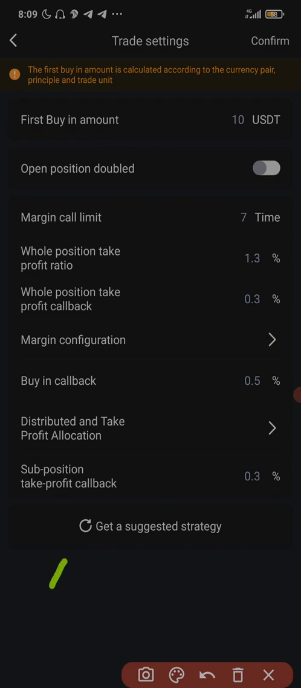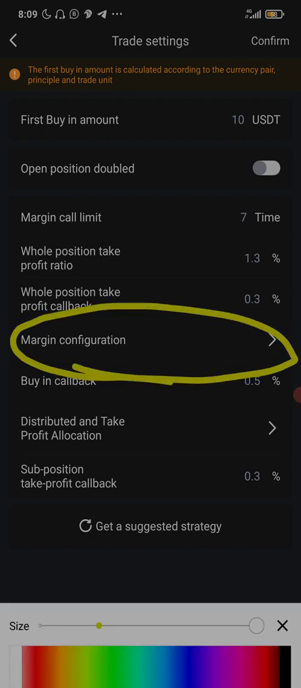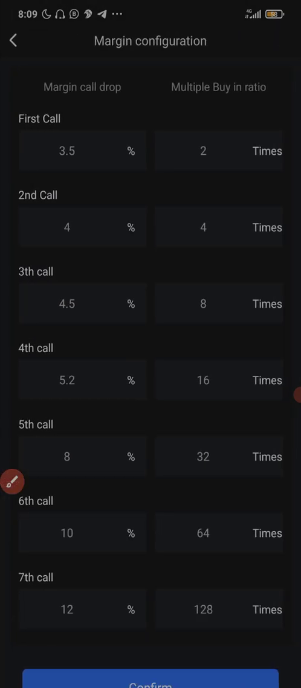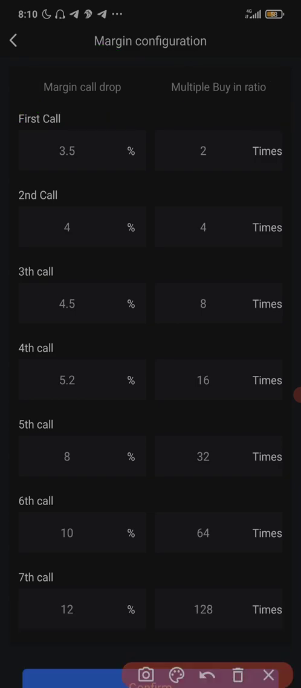Now let's go to margin configuration. This is where we are going to set up our margin parameters. As you can see right here at the top, we have margin call drop, and we have multiple buy in ratio. So this margin call drop simply means the percentage by which the price of the coin drops. If the price of this coin drops, for example this first call, by 3.5%, you want this bot to buy times 2 of that coin.